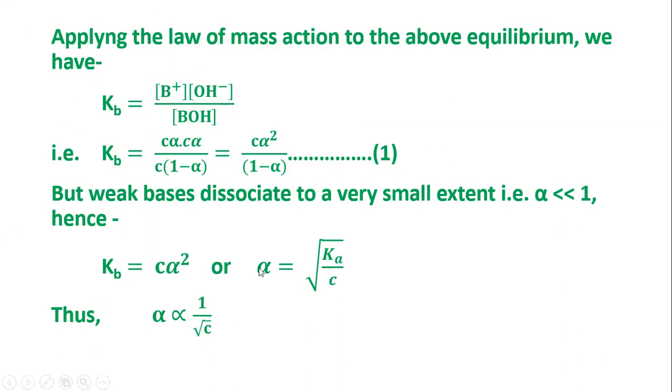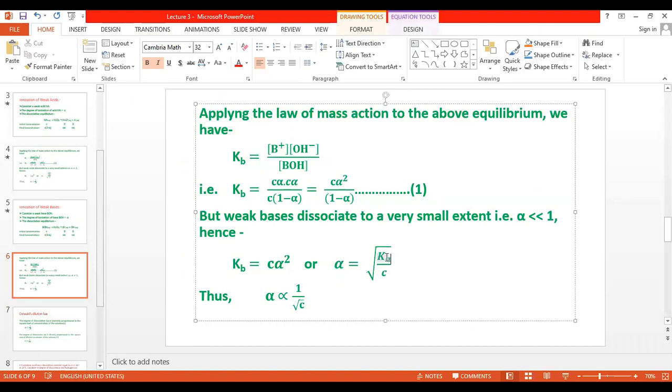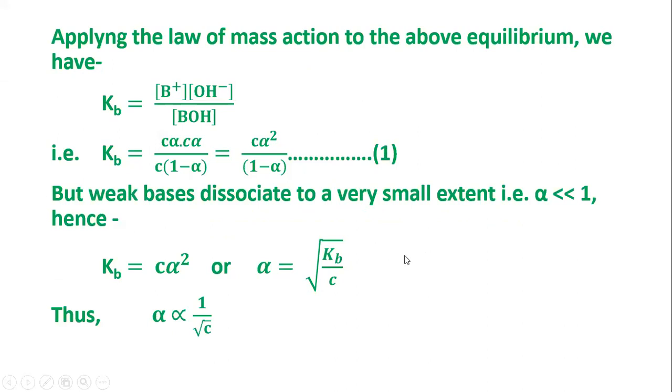C will go to the denominator, and what you will get is alpha is equal to under root Kb upon C. It is not Kb C, it is Kb upon C. Thus alpha is inversely proportional to the square root of its concentration. Same equation as that of the acid we have obtained here.